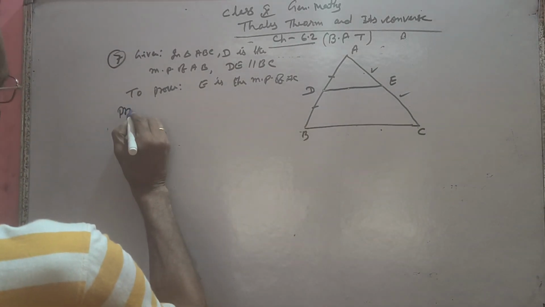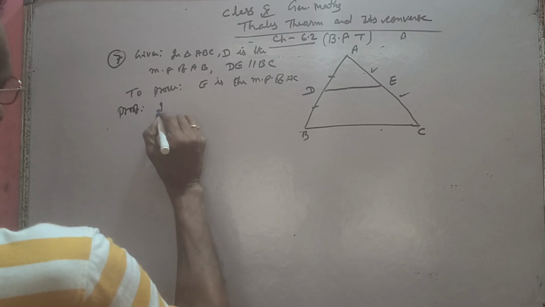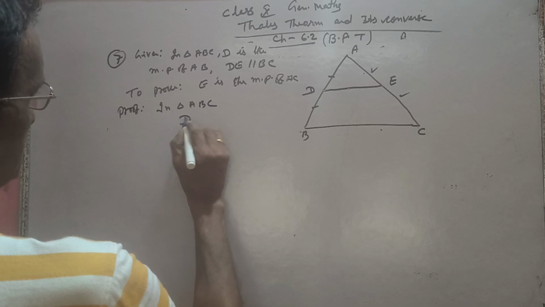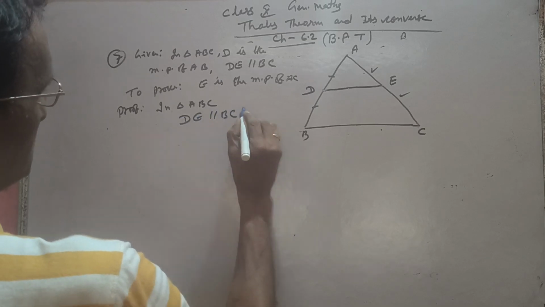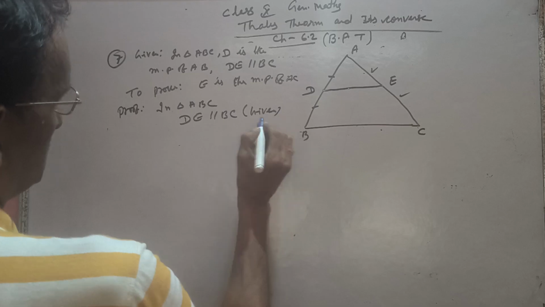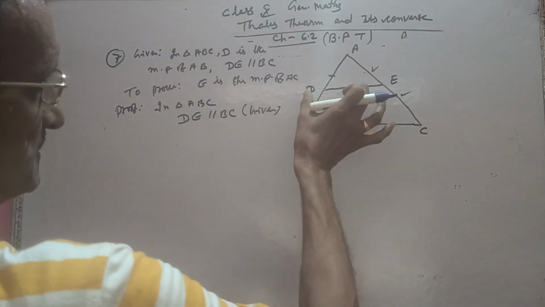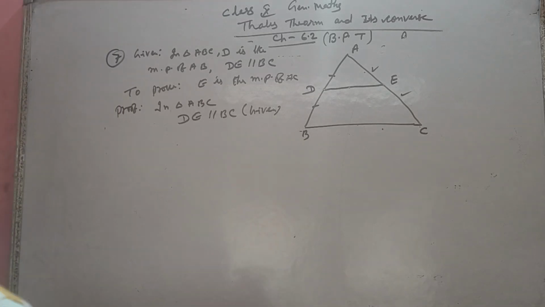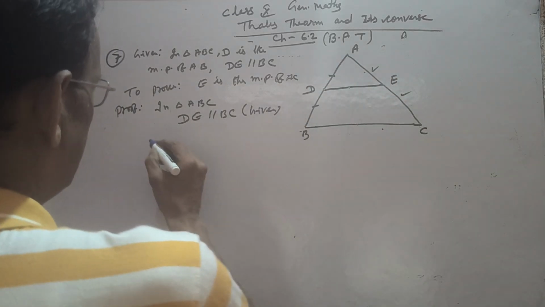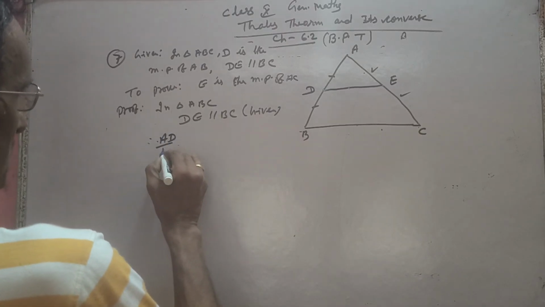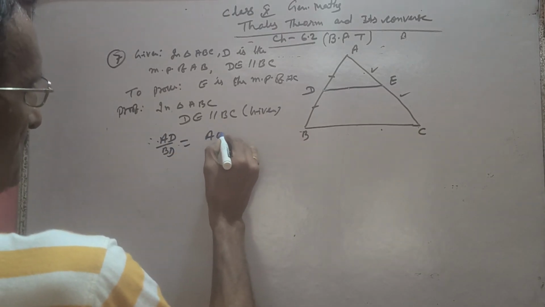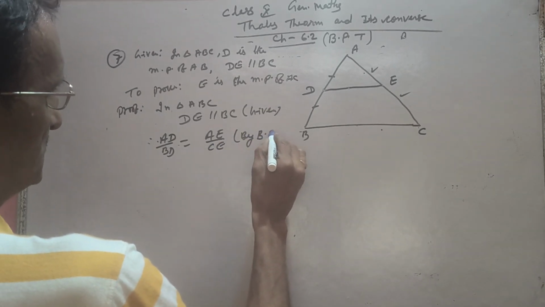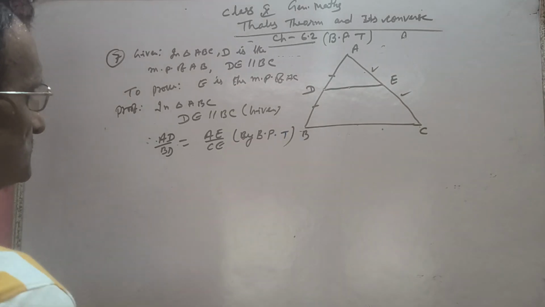So directly we will go to the proof. In triangle ABC, what we have? DE is parallel to BC, given only. And whenever there is a line segment parallel to one side of a triangle, then comes the Thales Theorem or BPT. What you will get? AD by BD equal to AE by CE, by the Thales Theorem or by the Basic Proportionality Theorem.